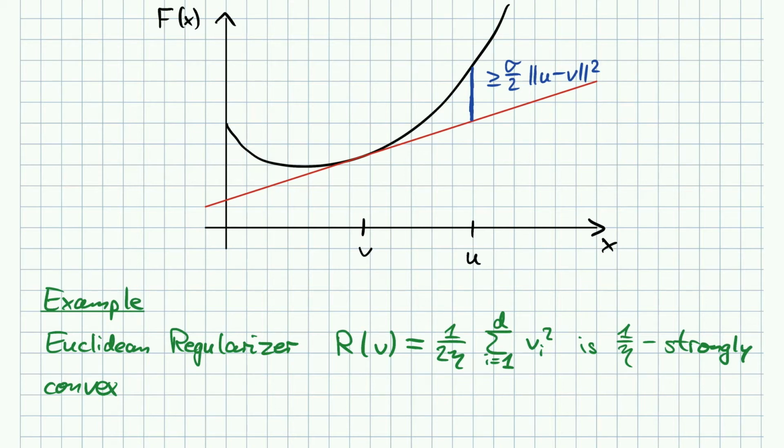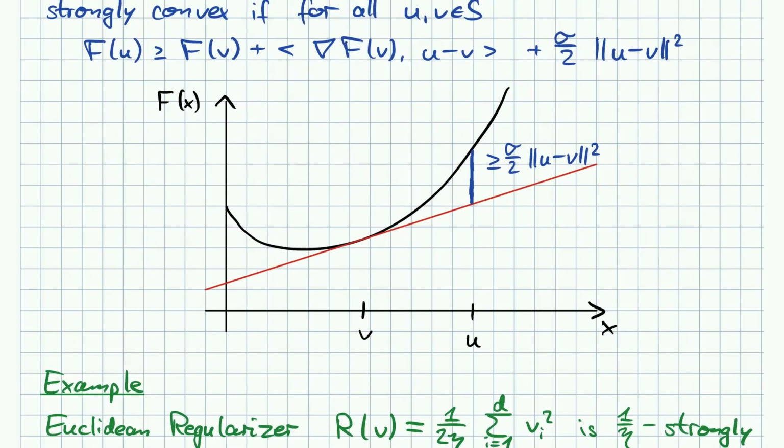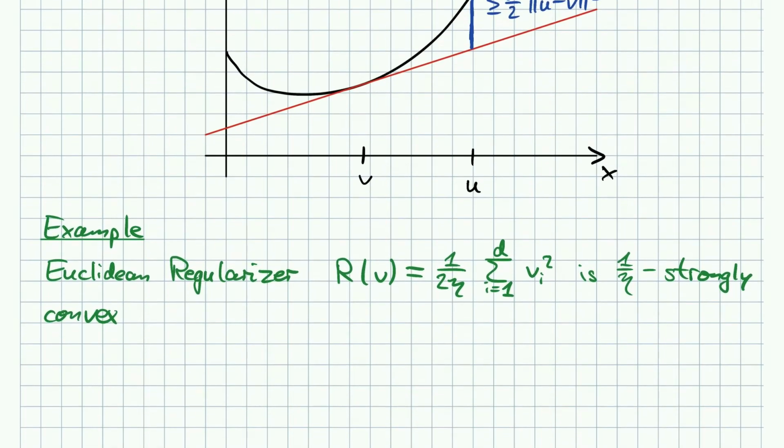So what do we have to show to see this? We will have to see how this condition here is fulfilled. And let's first talk about the gradient of this regularizer, of this function. If we take the partial derivative in the ith component, how big is this? It is nothing but 1 over eta times vi. Yeah, sure, just take the derivative by vi. This is what you're getting here.